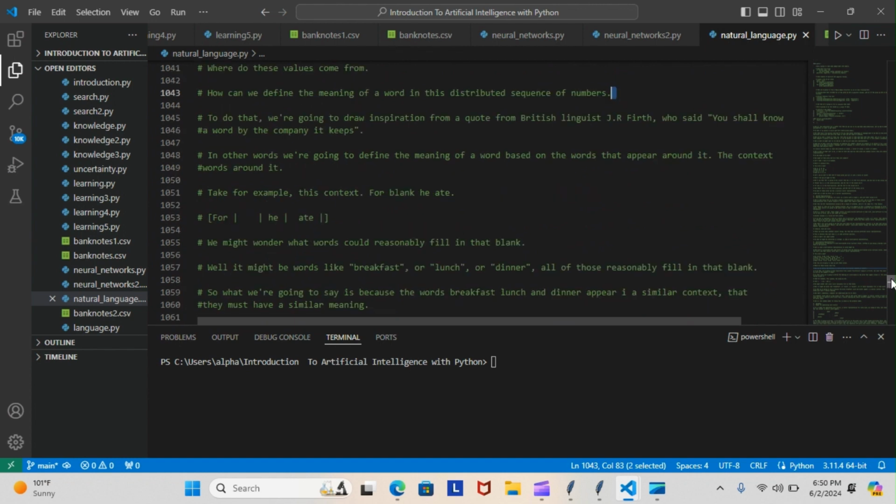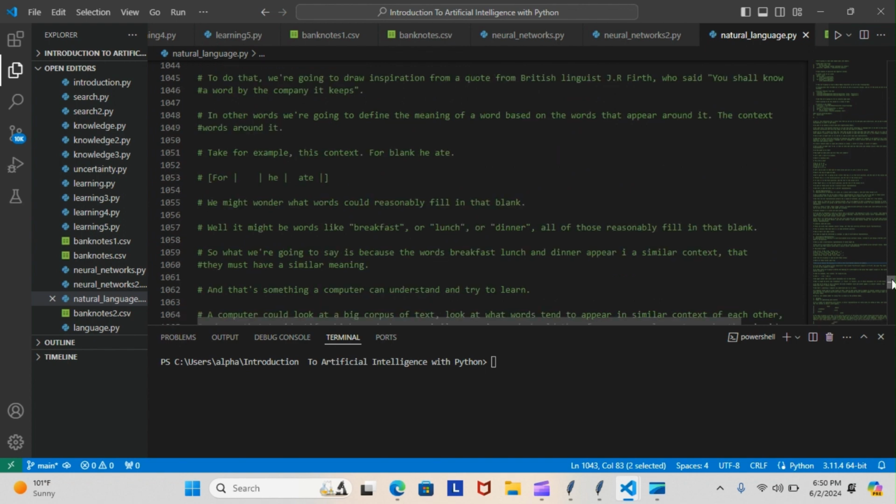Now, to do that, we're going to draw inspiration from a quote from British linguist J.R. Firth, who said, "You shall know a word by the company it keeps." In other words, we're going to define the meaning of a word based on the words that appear around it, the context words around it.